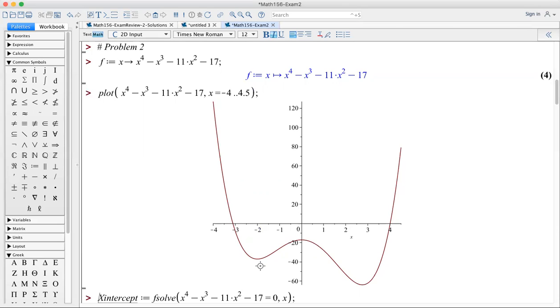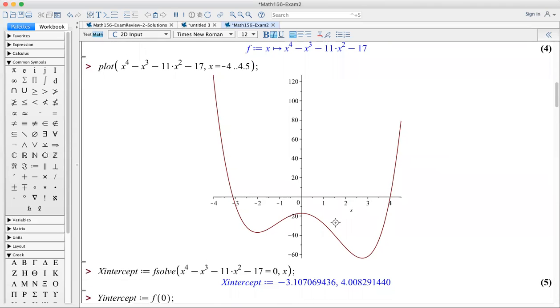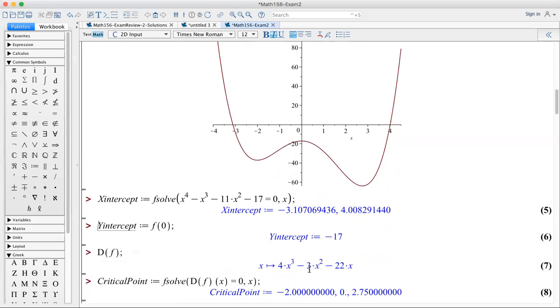So you know immediately there's a local minimum, a local maximum, a local minimum. This is concave up, concave down, concave up. So you know by looking at the graph a huge amount about what it looks like. The x-intercepts are where the graph crosses the x-axis. Those are the points where f of x equals 0. If you solve for them, this is what you get. The y-intercept is just the value of the function at 0.